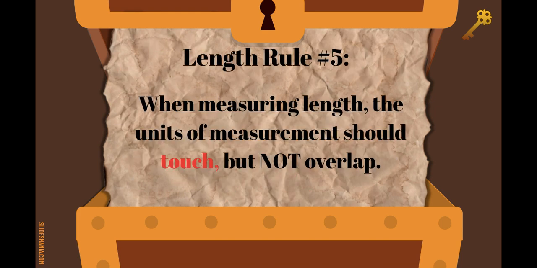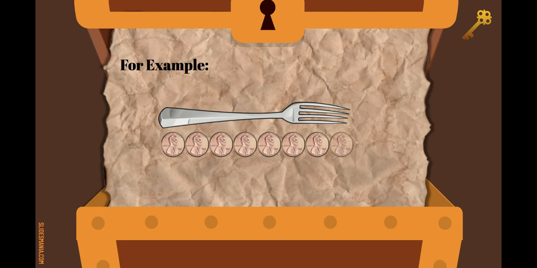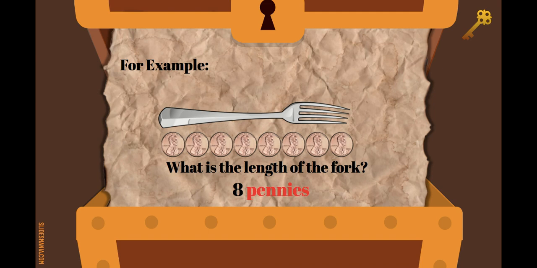The other thing with measuring length is that the unit we are using to measure should touch but not overlap. So for example, if I'm measuring this fork using these pennies, the pennies are all touching. There's no spaces between, but they're not on top of each other. They're not overlapping. They're perfectly side by side to measure our fork. That way we know the exact measurement and length of our fork. And in this case, this fork is 8 pennies long.